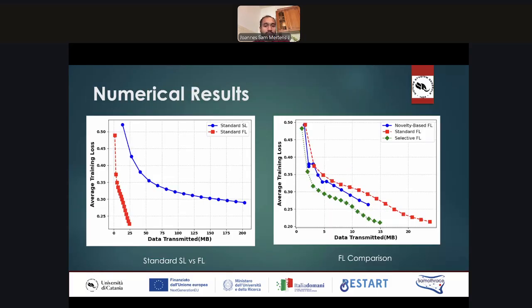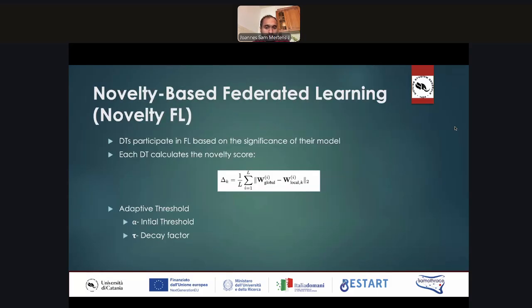And in order to set a threshold for doing this, we actually set two thresholds. One is the initial threshold we set at the initial communication round in federated learning. Another is a decay factor. After some iterations, we reduce this factor.